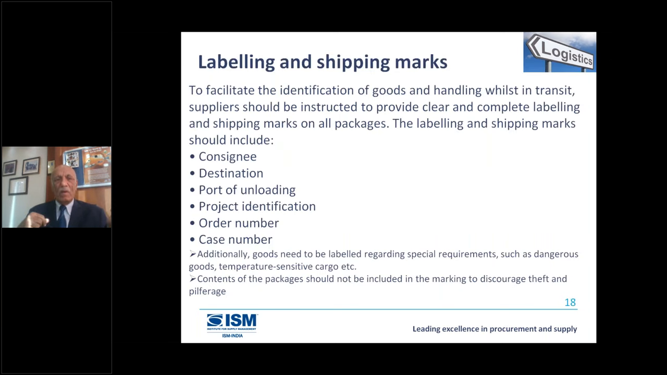The labeling and the shipping marks. When you're trying to send the goods, you must mention who the consignee is, the destination, port of unloading, project identification, order number, case number. So this information must be there. Now one should be very careful not to write the contents of the package. If I say I'm sending electronic goods inside, there's a possibility that somebody could steal it. So if you want to discourage theft and pilferage, never write the content of the package. So outside, you say the consignee, the destination, port of unloading, project identification if you're going to say which project, order number, case number. If there are five cases, I'll say 1 of 5, 2 of 5, 3 of 5, 4 of 5, 5 of 5. So the person who receives it can tell me, Krishan, we have received 1 of 5, but 2 of 5 is missing. So that way it makes communication easier.